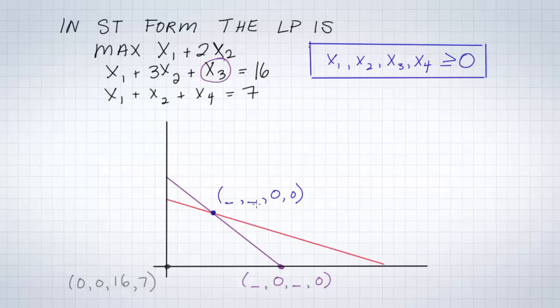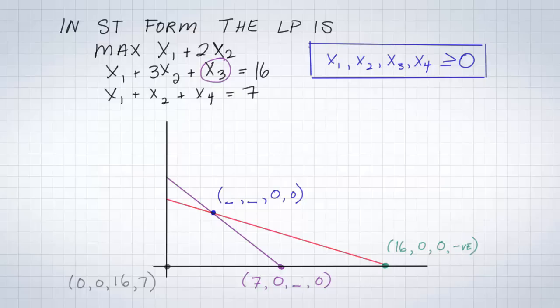Let's see what this point looks like here. x1 will be 16. As a matter of fact, I think we can say right away what this number is. This will be 7. This number will be 16, 0. Now, this time, x3 is going to be 0 because we're right on the line. And x4 will be negative because we're outside of this line. We're outside of the x1 plus x2 less than or equal to 7 constraint.